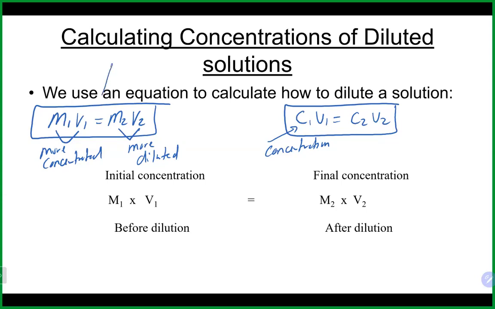Now, a couple of things that you should be aware of when you use this dilution equation. That is the one equation where you do not need to necessarily convert your volume to liters. You can leave it in milliliters and everything will work out okay. Because if you take molarity times milliliters and then divide by milliliters on the other side, those milliliters will cancel and you'll be back to molarity.